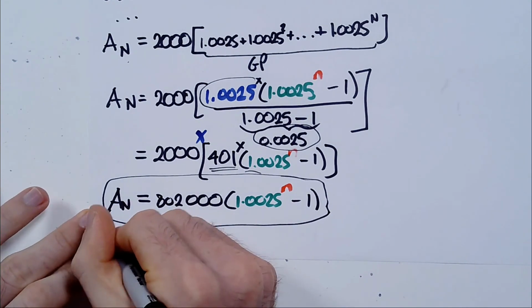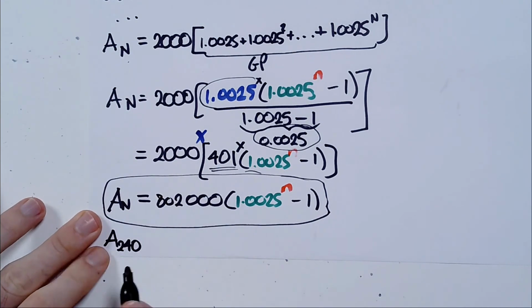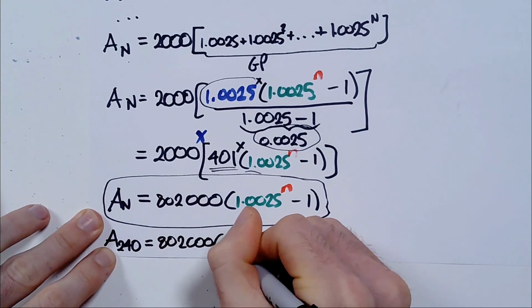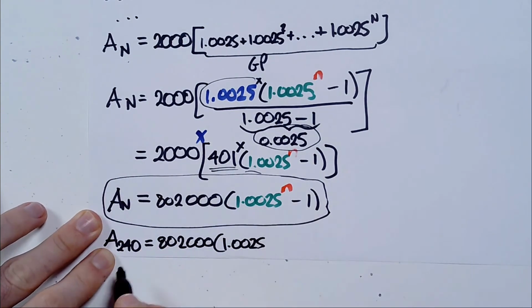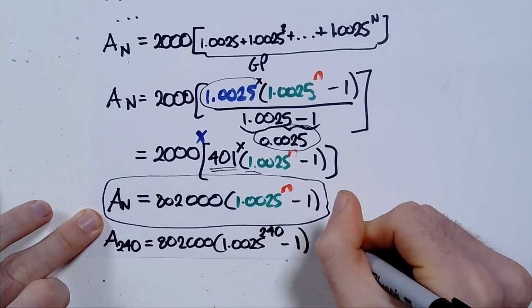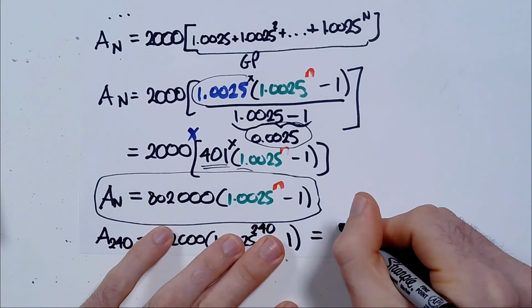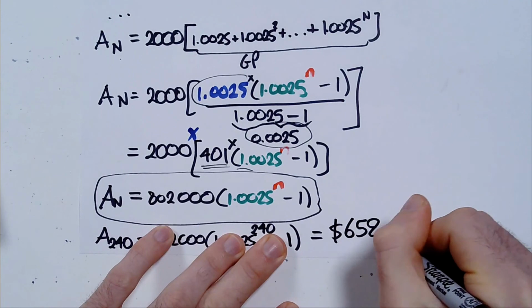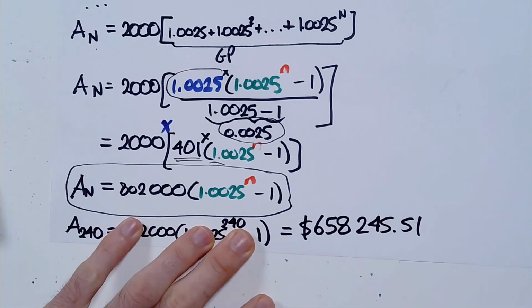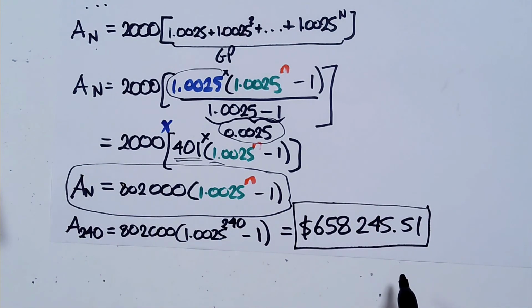Have a look at this. The amount in the account at the end of 240 months, which again is the end of the 20 years, is going to equal 802,000 bracket 1.0025 to the power of 240 minus 1. And when we put that into our calculator, you're going to get the following answer: $658,245.51. And there you have it. That's what the value of your investment is after 20 years.